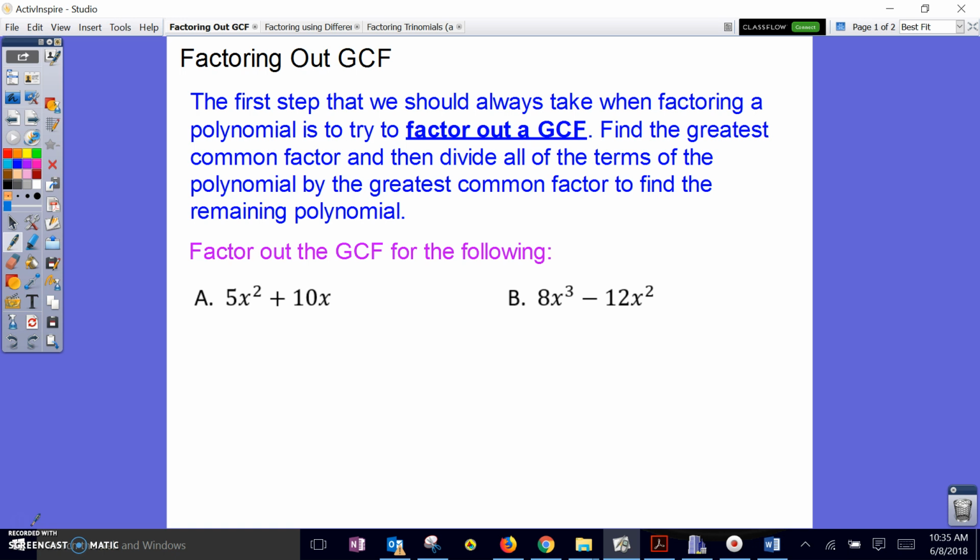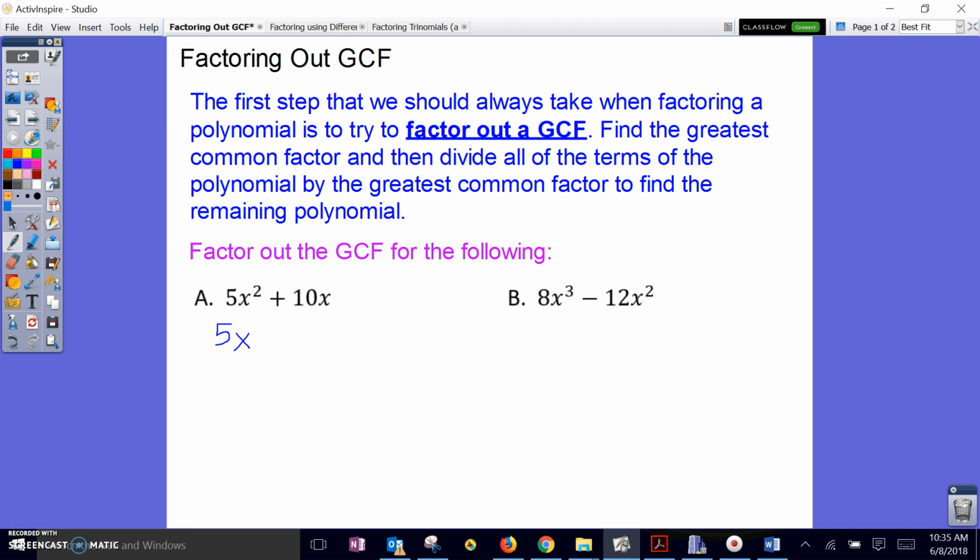So let's look at the two problems at the bottom of the page here. We're going to factor out the GCF for the following. So I look at the two terms, 5x squared and 10x, and I find their greatest common factor. 5 divides into both 5 and 10, and it's the biggest thing that divides into both 5 and 10. And x divides into both x squared and x. So 5x is the greatest common factor of both 5x squared and 10x. So that's what we're going to factor out.